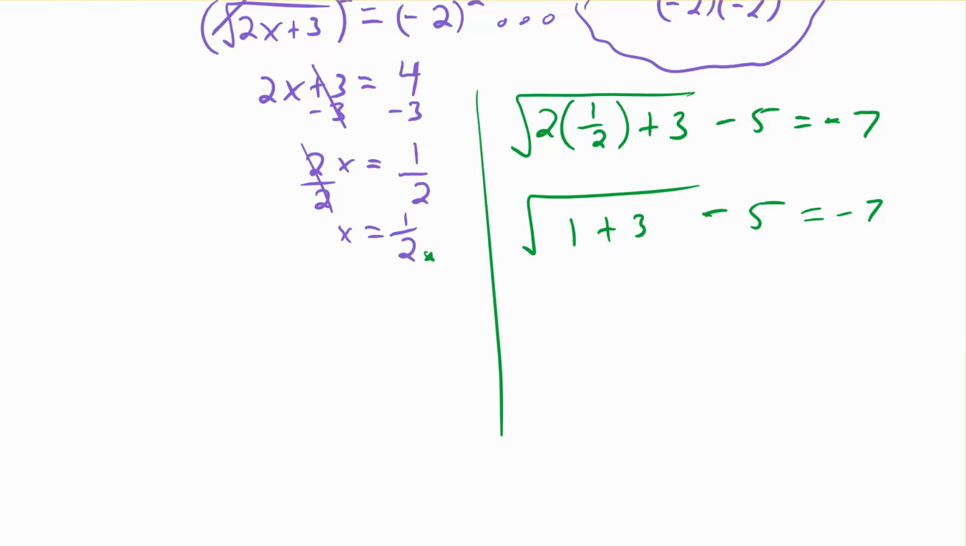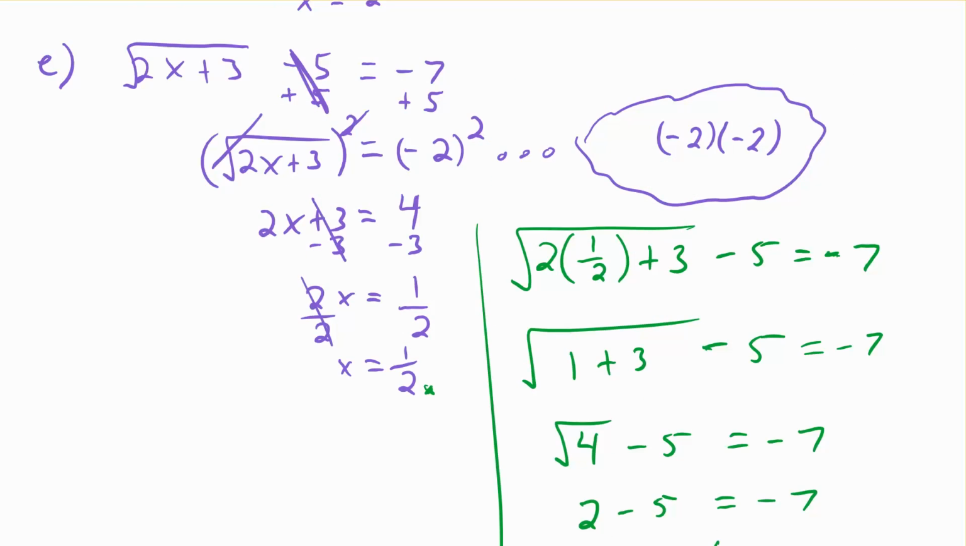If I keep going down, this is the square root of 4, minus 5 is equal to negative 7. This ends up being 2. Square root of 4 is 2. Minus 5 is equal to negative 7. This is saying that negative 3 is equal to negative 7. Huh. Negative 3 is not equal to negative 7, so something went wrong. Actually, nothing went wrong. This is why we check.